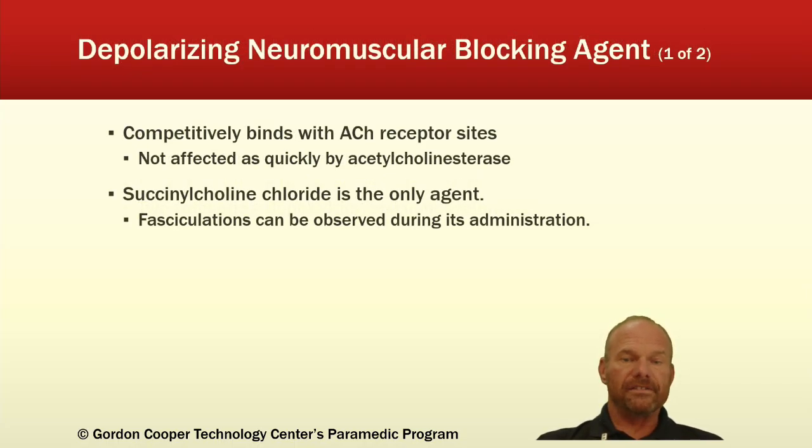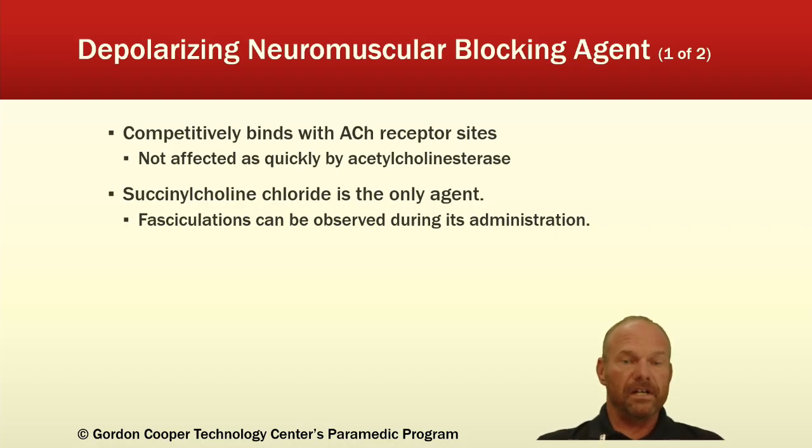So how do the depolarizing neuromuscular blocking agents work? Depolarizing agents bind to the acetylcholine receptor sites, mimicking acetylcholine, but unlike acetylcholine, they are not quickly broken down by acetylcholinesterase, so they keep the muscle in a prolonged depolarized state, preventing further contraction. So now let's talk about succinylcholine. Succinylcholine chloride is the only depolarizing neuromuscular blocking agent used in clinical practice.